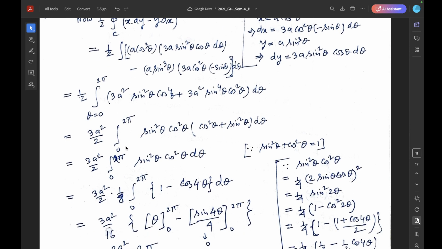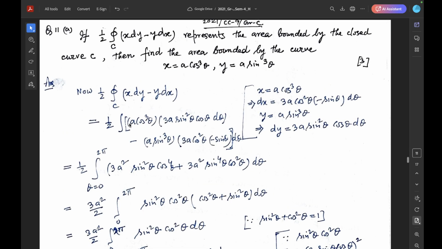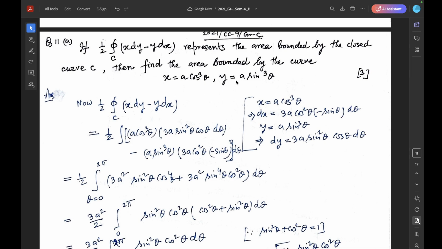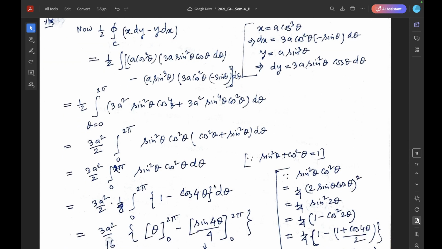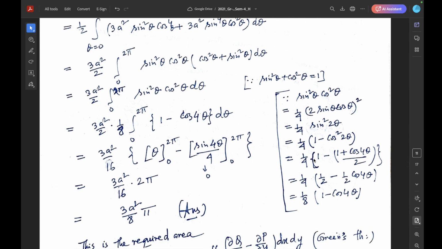and this is equal to 1, with integration limit 0 to 2 pi, the limit bounded by this curve. Now sin square theta cos square theta equals 1 by 4 into (2 sin theta cos theta) whole square, which is 1 by 4 sin square 2 theta, equal to 1 minus cos square 2 theta, half into (1 minus (1 plus cos 4 theta) by 2), so this is equal to 1 by 4 into (1 by 2 minus 1 by 2 cos 4 theta), so this is equal to 1 by 8 into (1 minus cos 4 theta).